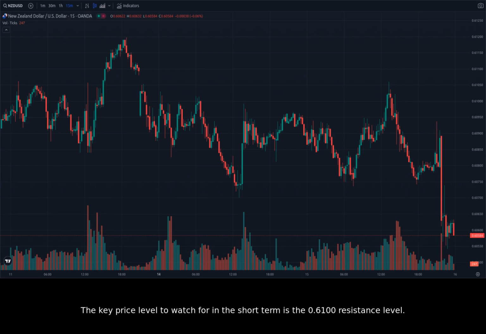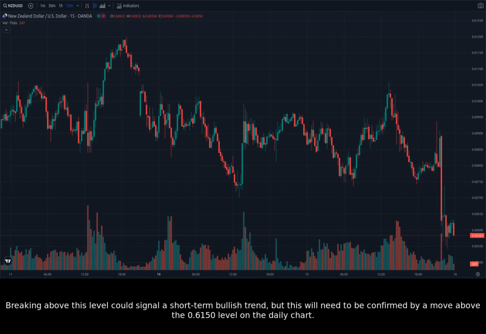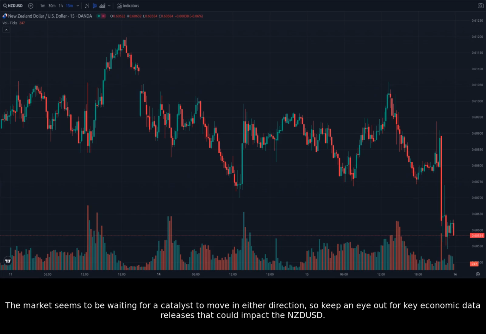The key price level to watch for in the short term is the 0.6100 resistance level. Breaking above this level could signal a short-term bullish trend, but this will need to be confirmed by a move above the 0.6150 level on the daily chart. The market seems to be waiting for a catalyst to move in either direction, so keep an eye out for key economic data releases that could impact the NZDUSD.